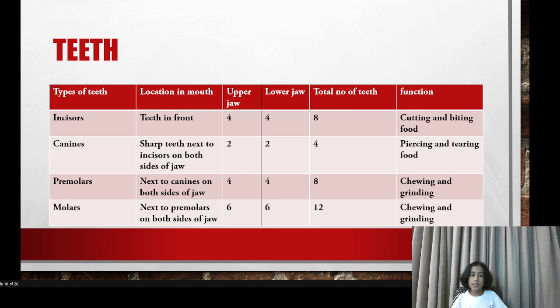Their functions: incisors are used for cutting and biting food, canines are used for piercing and tearing through food, premolars are used for chewing and grinding food, and molars are also used for the same purpose. So they convert the food into a paste so that it can go to our esophagus.